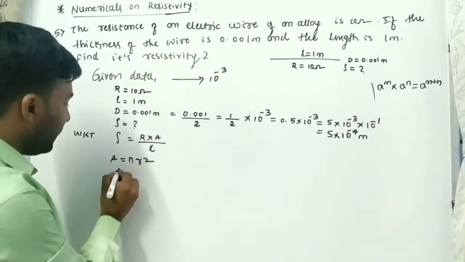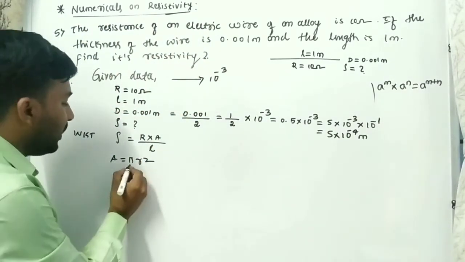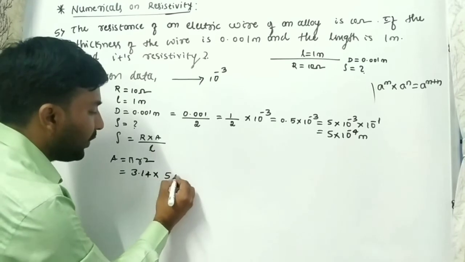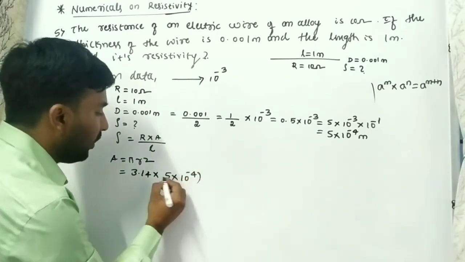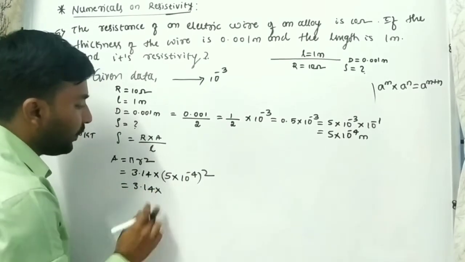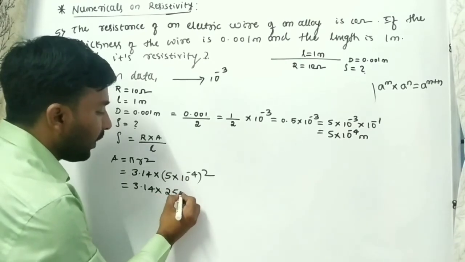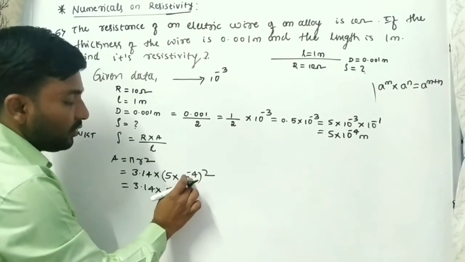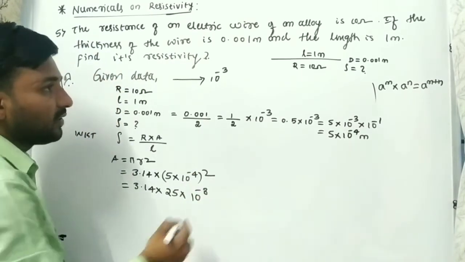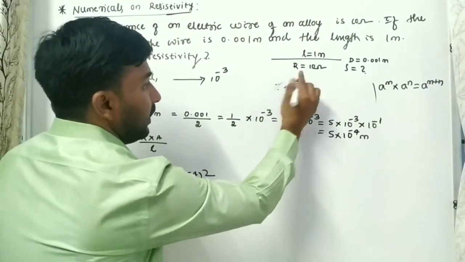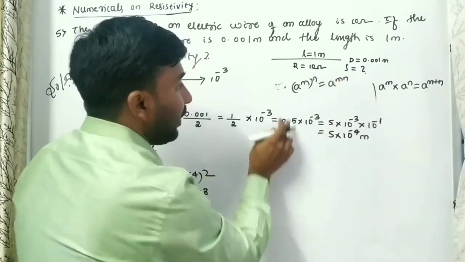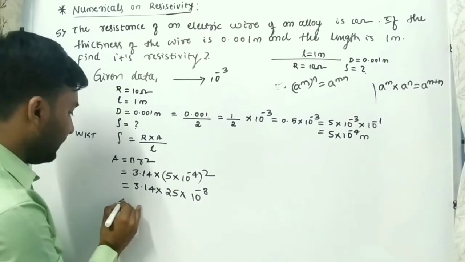Okay, now just put the value of this radius in the formula. So pi value is 3.14 into radius value, 5 into 10 raised to minus 4, whole square. Got it? This is equal to 3.14 into 5 square is 25 into 10 raised to minus 4 raised to 2. It can be written as 10 raised to minus 8 according to the law of exponent, that is a raised to m whole raised to n is equal to a raised to m into n. According to this formula, I can write like this.